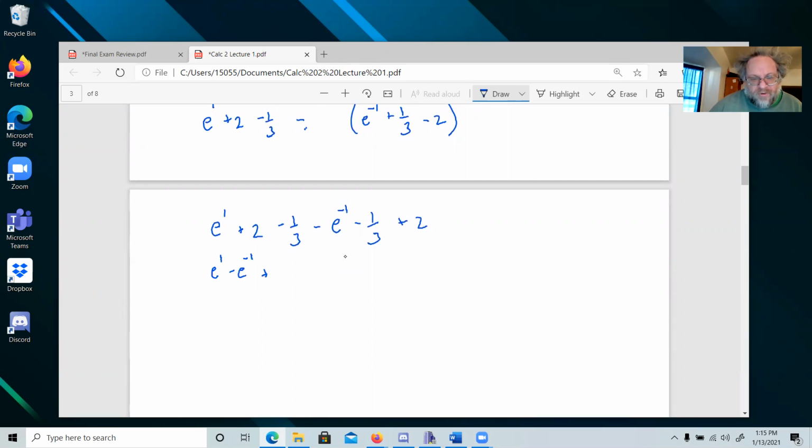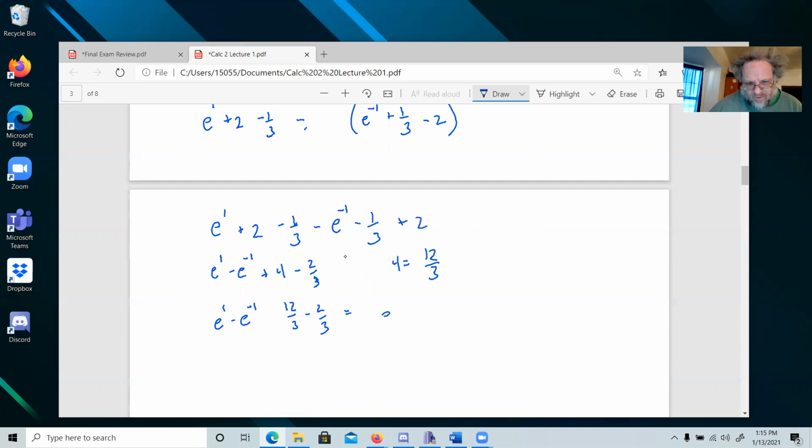2 and 2 makes 4. And then we have 1/3 and 1/3, so minus 2/3. All right. So let's go ahead and combine our fractions, right? 4 is a fancy way to write 12 thirds. So we have 12 thirds minus 2 thirds.